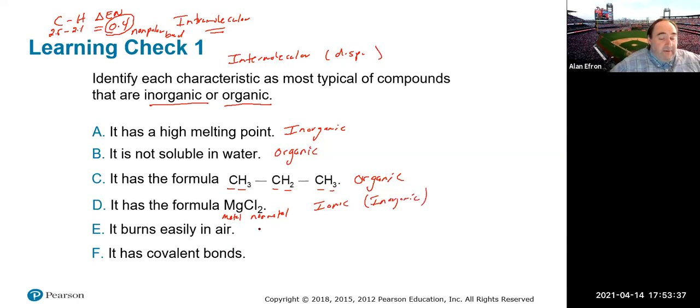Burns easily in air. That's organic, as we talked about, going through those combustion reactions. And has covalent bonds, also organic. That is, for example, methane. I think we probably drew it when we did Lewis structures. That is non-metal, non-metal, sharing of electrons between those atoms.